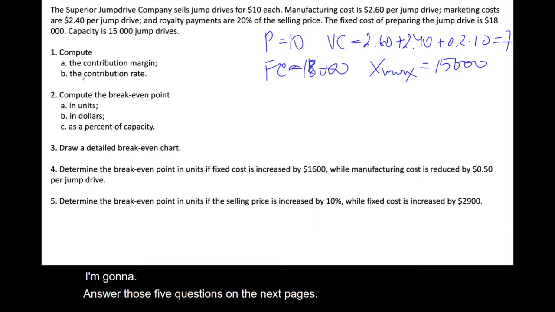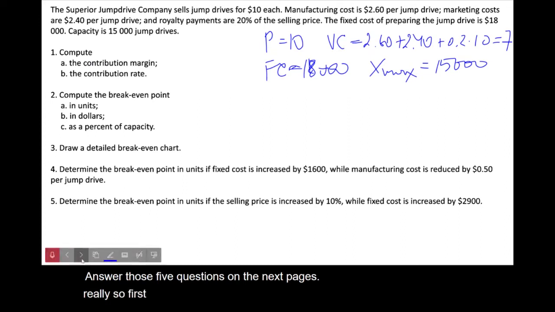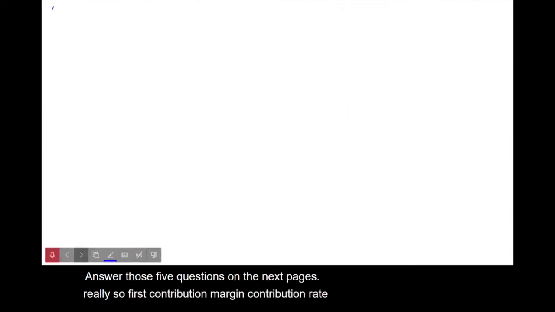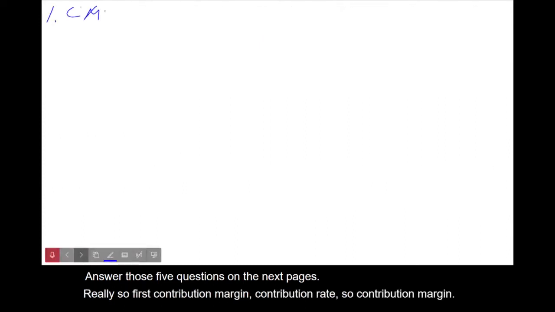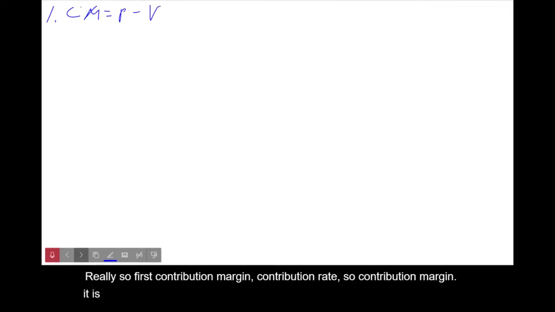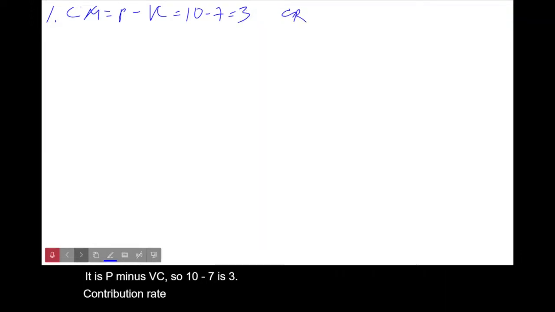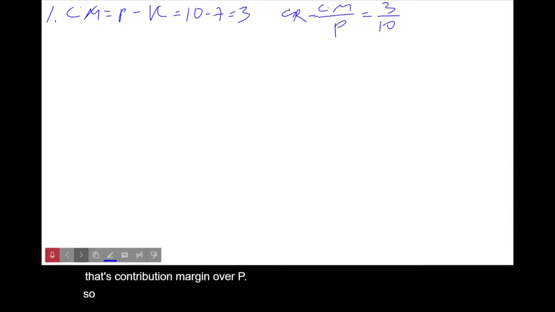Ready. So first, contribution margin, contribution rate. Contribution margin is P minus VC. So 10 minus 7 is 3. Contribution rate is contribution margin over P. So 3 over 10 is 0.3. Yes. Okay, very good.